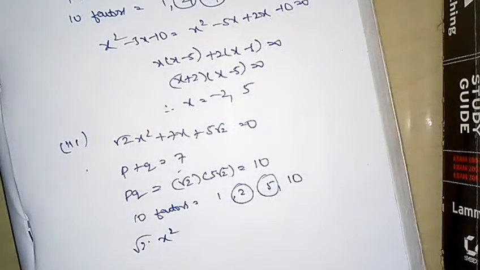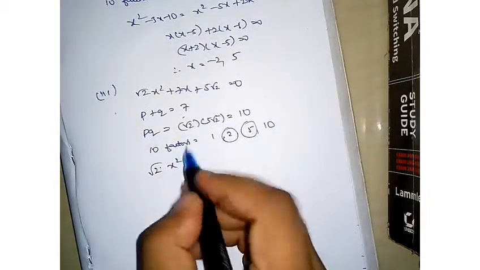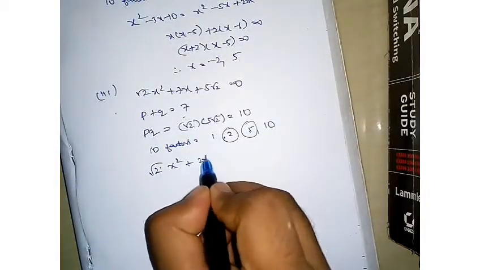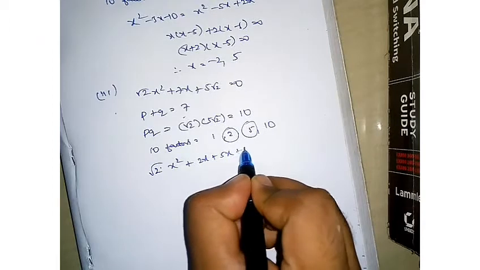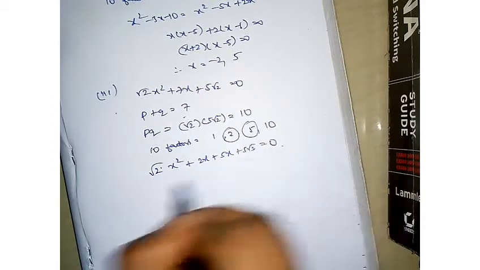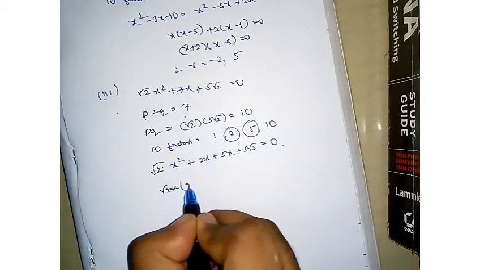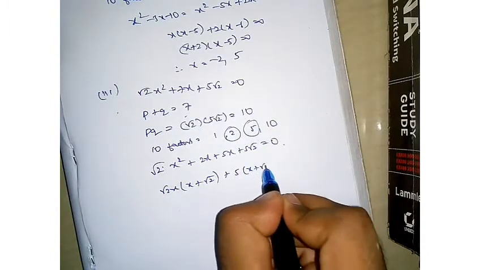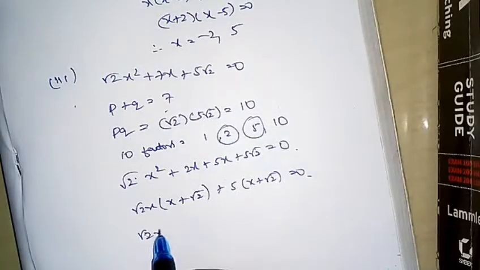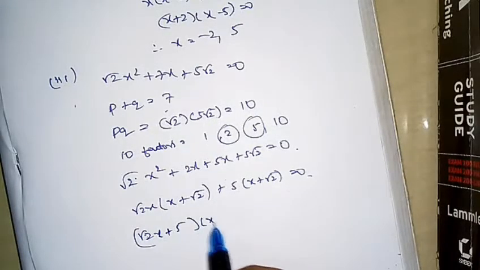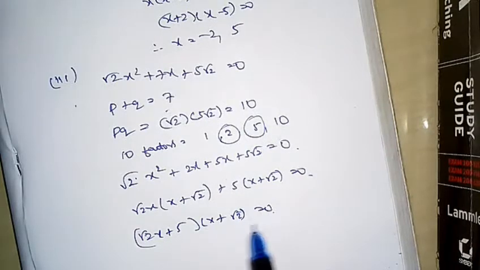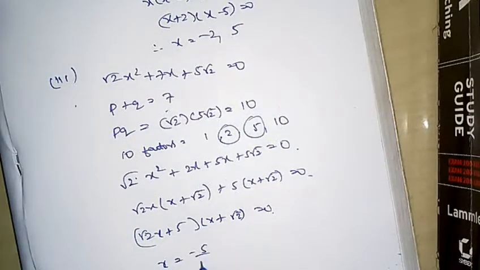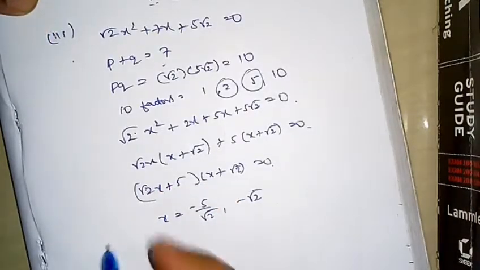So root 2 x square plus 7x plus 5 root 2, you can write it as root 2 x square plus 2x plus 5x plus 5 root 2 is equal to 0. So you can take root 2x common here, you get x plus root 2, plus you can take 5 common here, you get x plus root 2, equal to 0. So here root 2x plus 5 into x plus root 2 is equal to 0. This implies x is equal to minus 5 by root 2 and minus root 2 are the solutions of this quadratic equation.